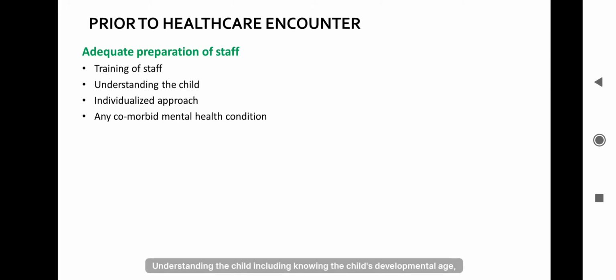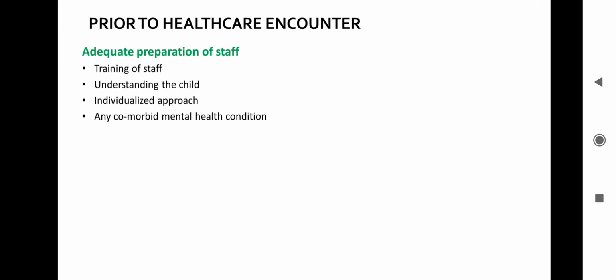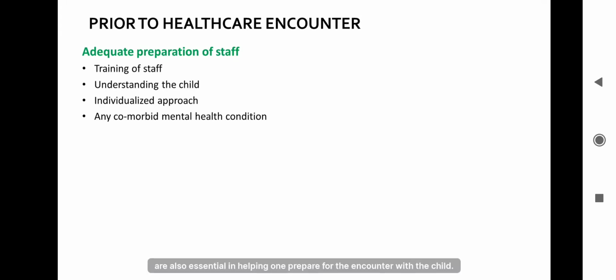Understanding the child, including knowing the child's developmental age, preferred modes of communication, including how the child expresses pain, sensory hypersensitivities, triggers for challenging behaviors, and what calms the child down, is also essential in helping one prepare for the encounter with the child. The approach has to be individualized. What works for one child with autism may not work for another.